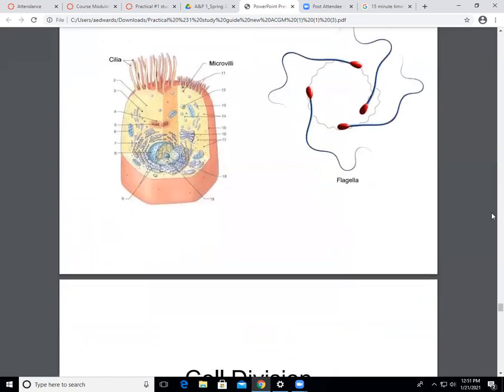So what part of the cell packages and processes proteins? So it didn't make them, but it packages and processes them. Golgi apparatus. Okay? Golgi apparatus. Where's the ribosomal RNA made? The nucleolus inside the nucleus. Okay?